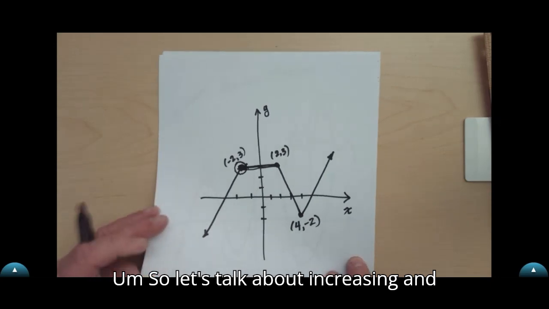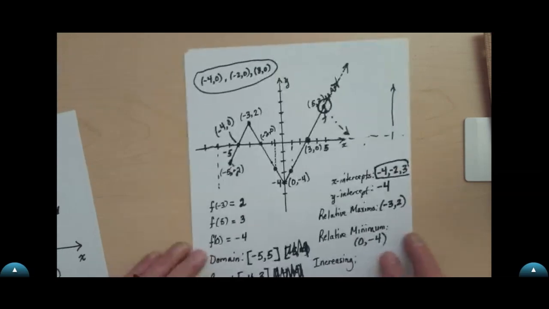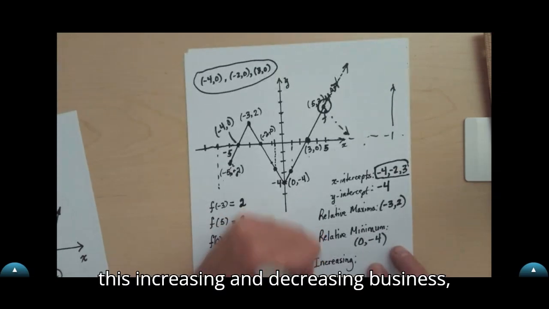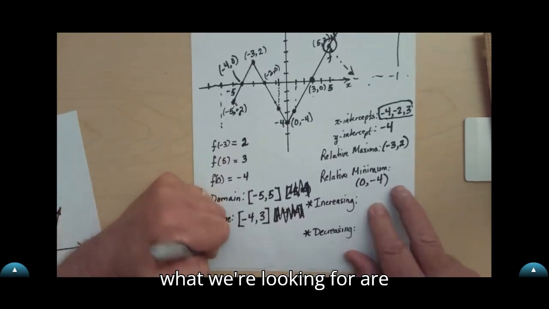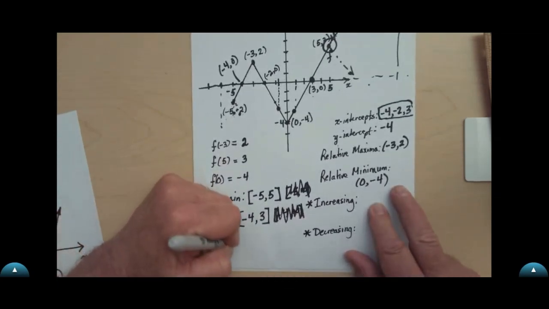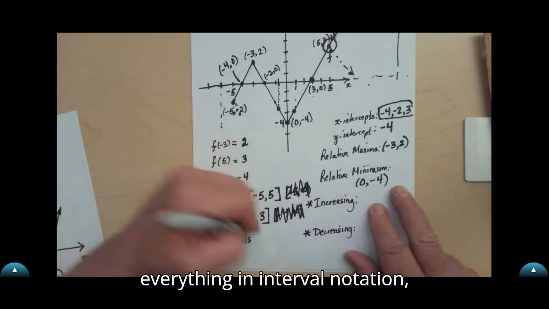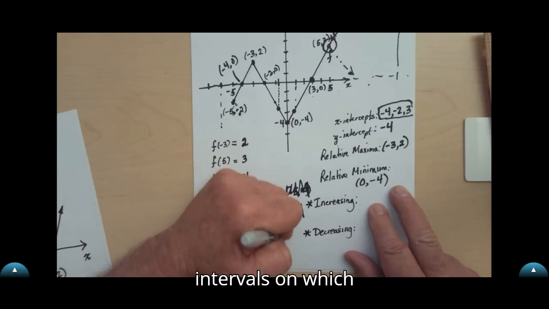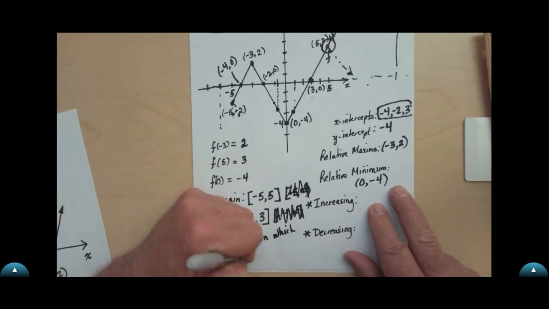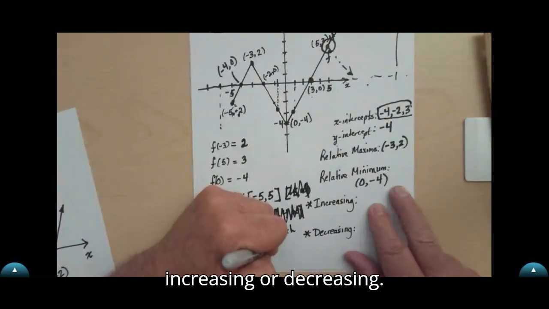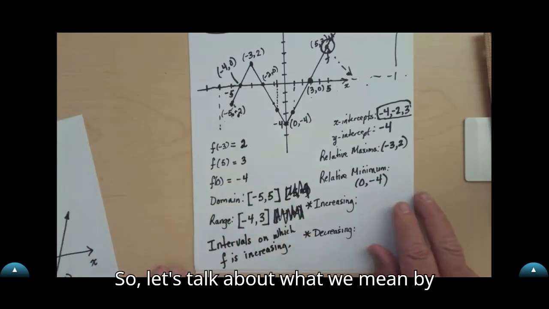So let's talk about increasing and decreasing. This increasing and decreasing business, what we're looking for are intervals. Intervals, so immediately that should have you thinking interval notation, intervals on which the function is increasing or decreasing. So let's talk about what we mean by that.